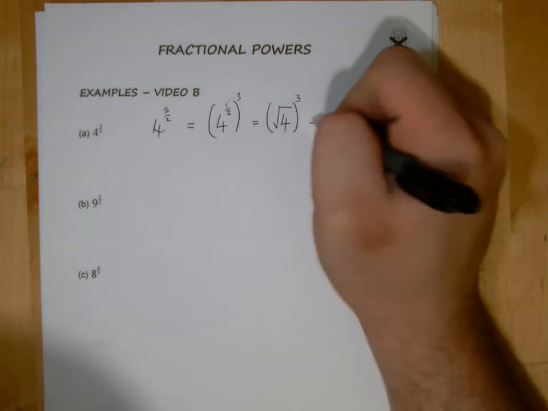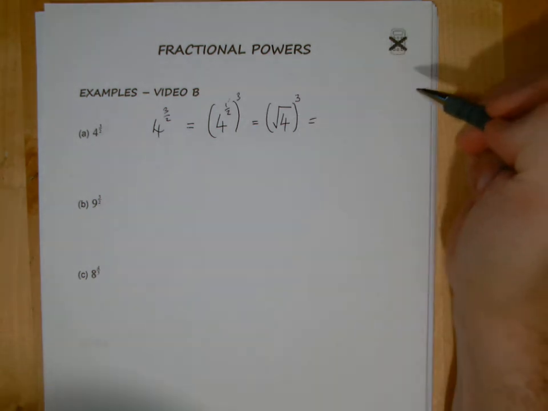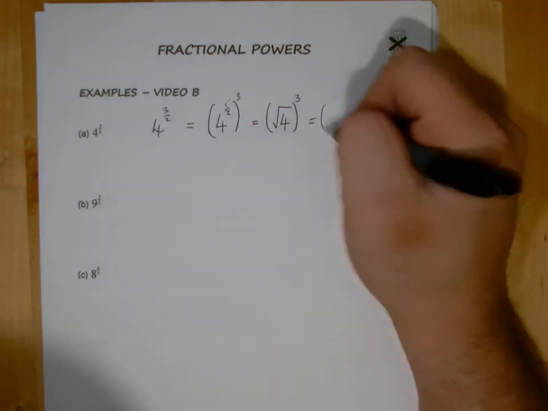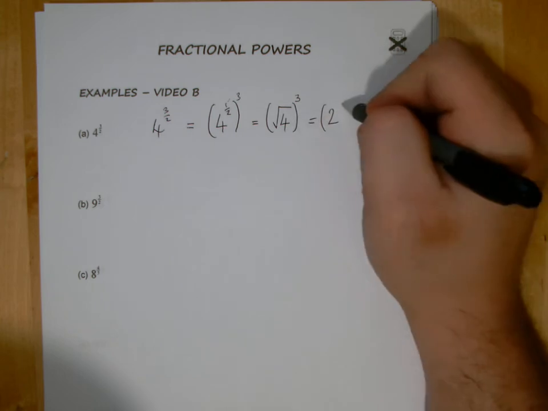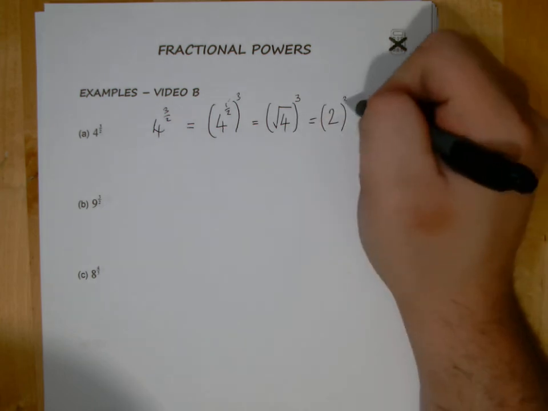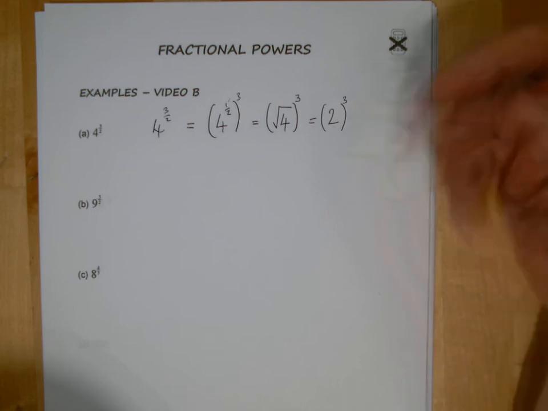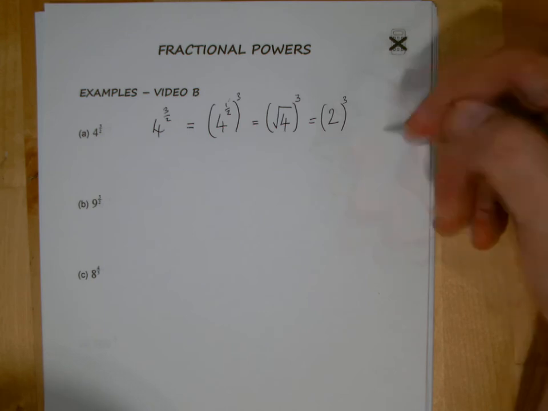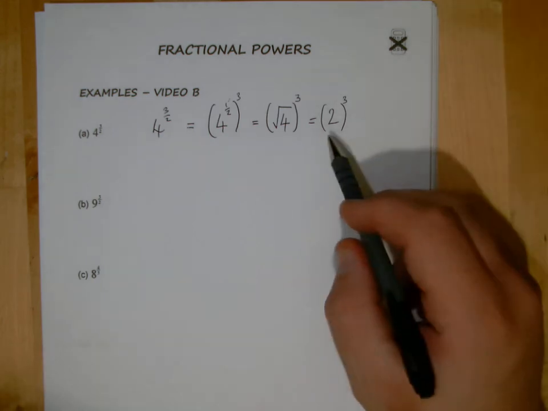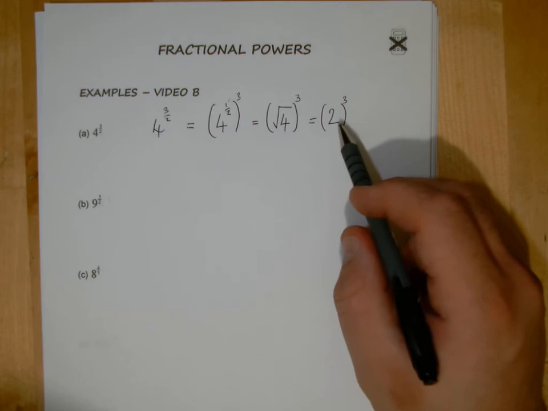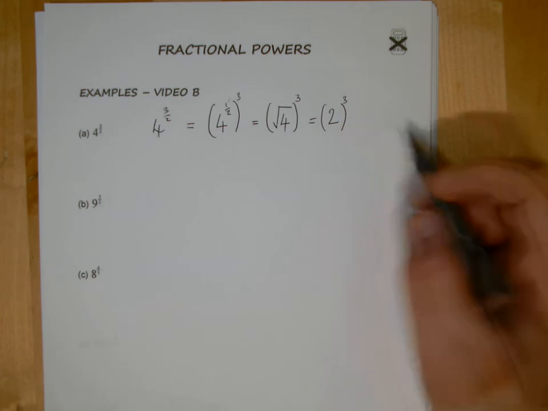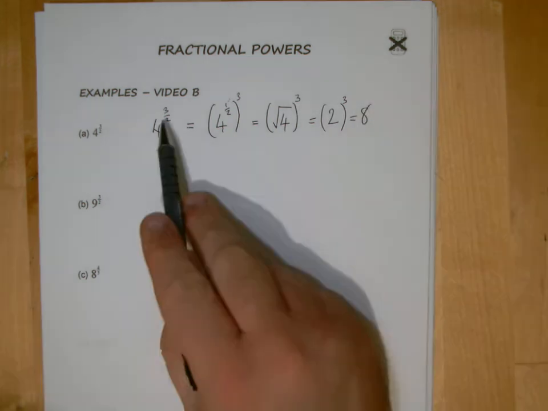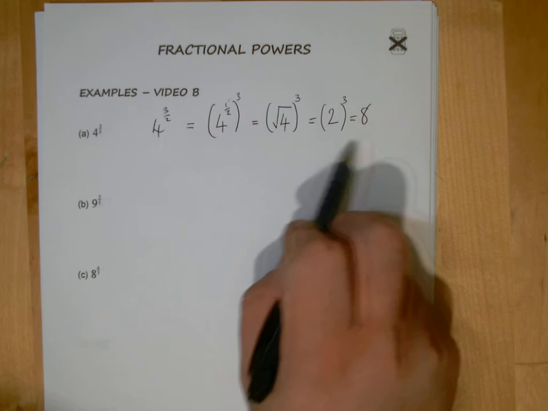Now we can work out the square root of 4. Square root of 4, of course, is 2, because 2 times 2 is 4. So in that bracket, my square root of 4 becomes 2, and then don't forget that 3 there. That 3 means I've got to cube it, in other words, times by itself and by itself again. And that's easy to work out, isn't it? Cubing, you just do 2 times 2 times 2, and you get the answer to be 8. So 4 to the power 3/2 is 8.